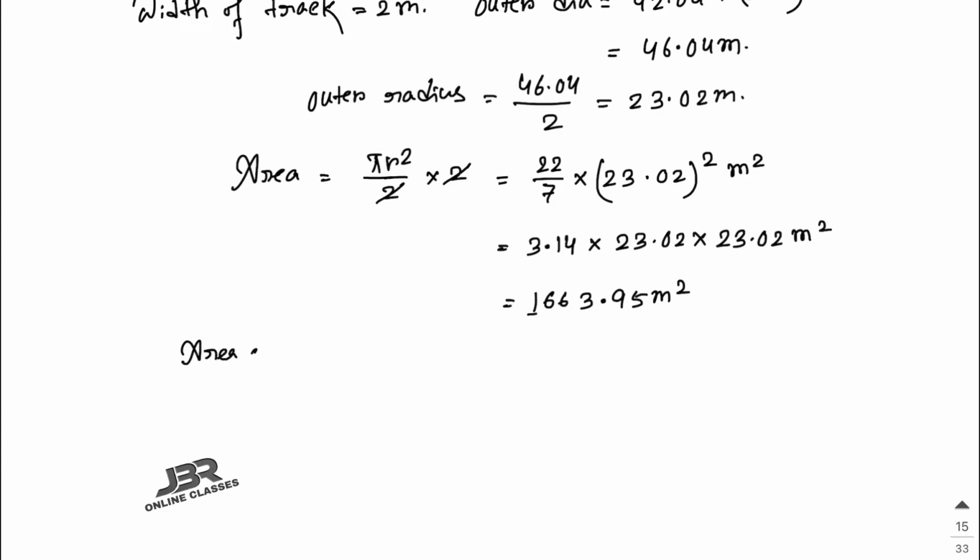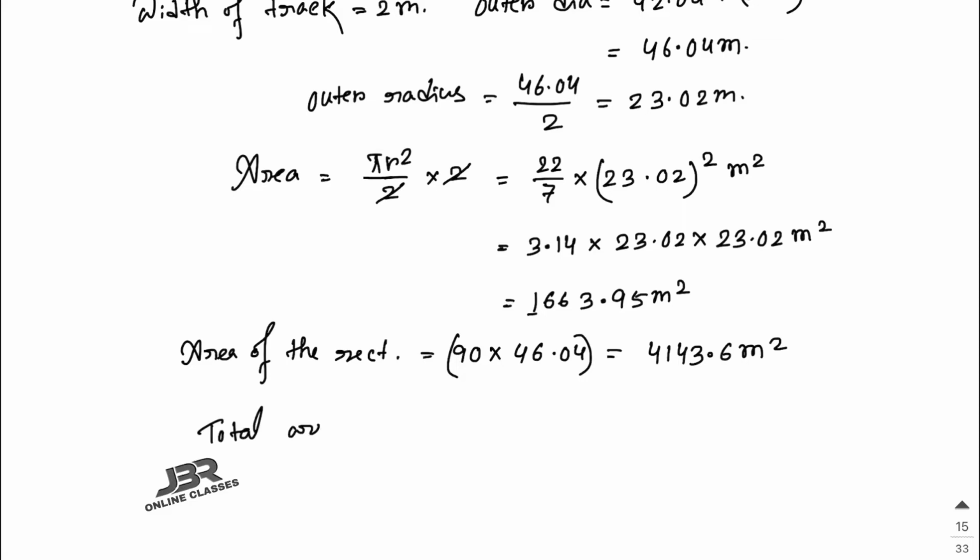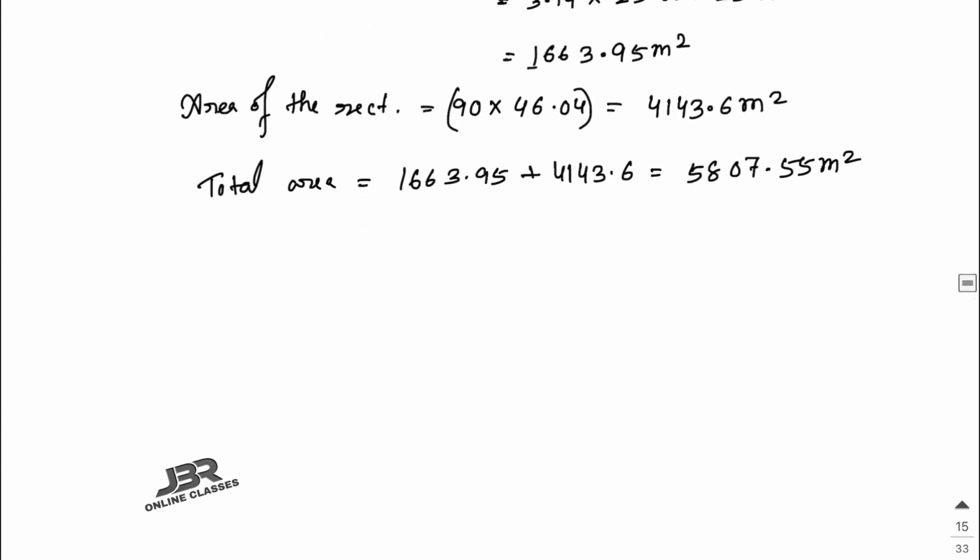Now the area of the rectangle equals 90 into 46.04, since the diameter is the breadth of that rectangle. So it's 4143.6 meter square. Okay, so that means the total area equals 1663.95, the area of the semicircles, plus 4143.6, the area of the rectangle, that equals 5807.55 meter square. So that is the total area.